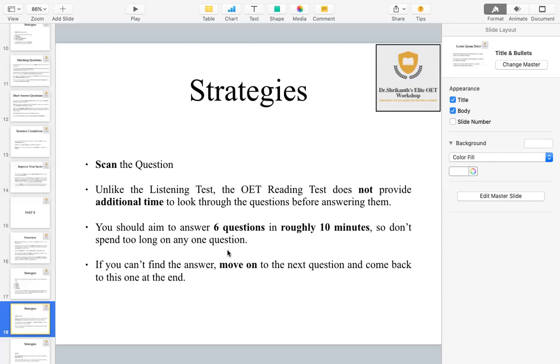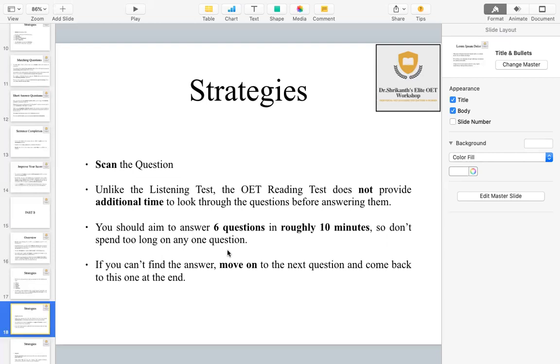And if you can't find the correct answer, move on to the next question and come back to this one at the end. If you're a perfectionist or have obsessive compulsive disorder, I am very sorry to say that if you are struggling with one specific question and you're so adamant that until you find the correct answer you are not going to move on to the next questions, then you're really going to screw up your entire OET reading module.